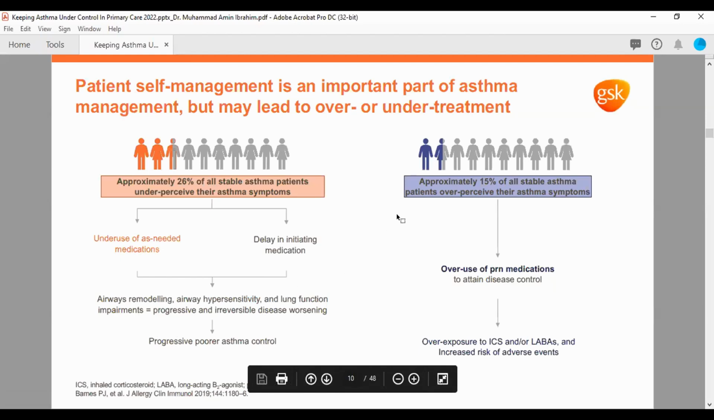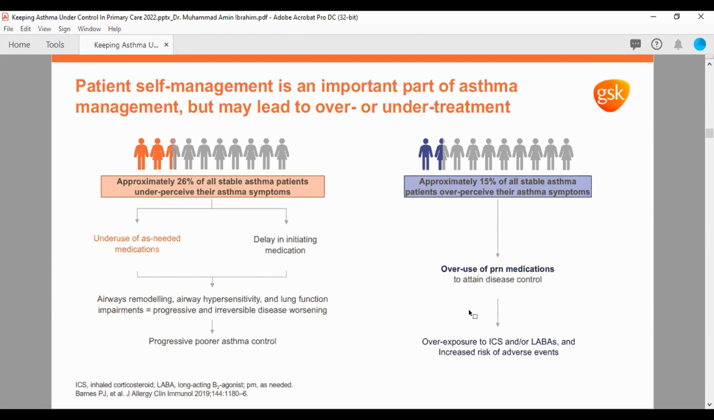On the other hand, some asthma patients think the asthma is not well controlled, but when we do the objective assessment, the asthma is well controlled. In this group of patients, there is overuse of reliever medication, and unfortunately, this also will lead to overuse of inhaled corticosteroid or long-acting beta agonist. Both medications have potential side effects. So underestimating or overestimating symptoms can lead to harm.